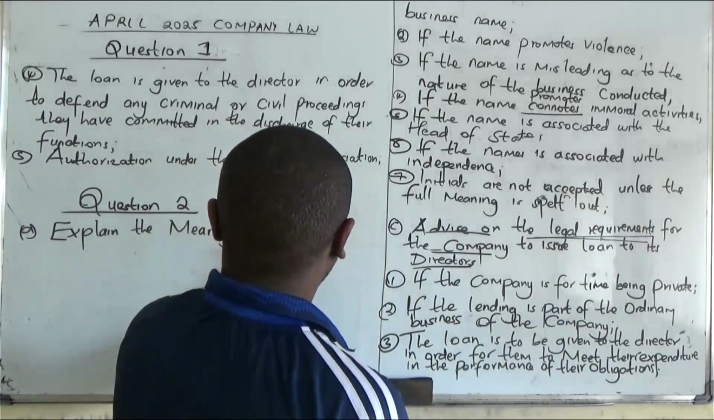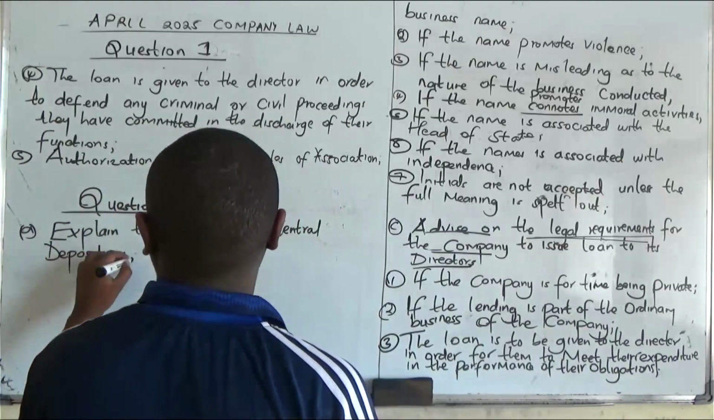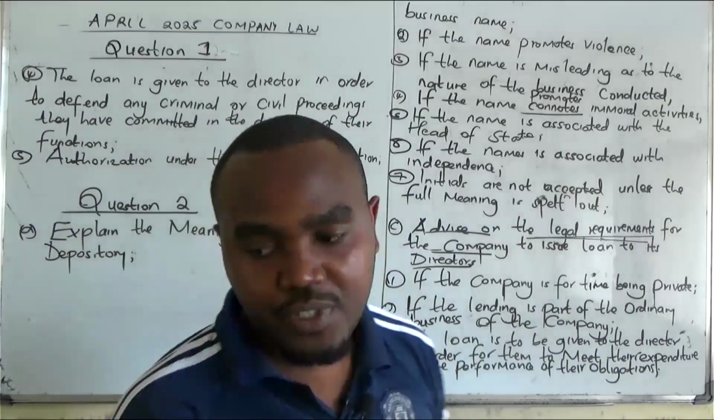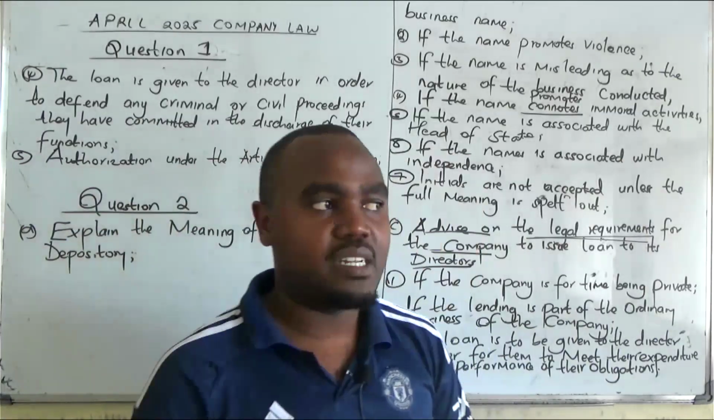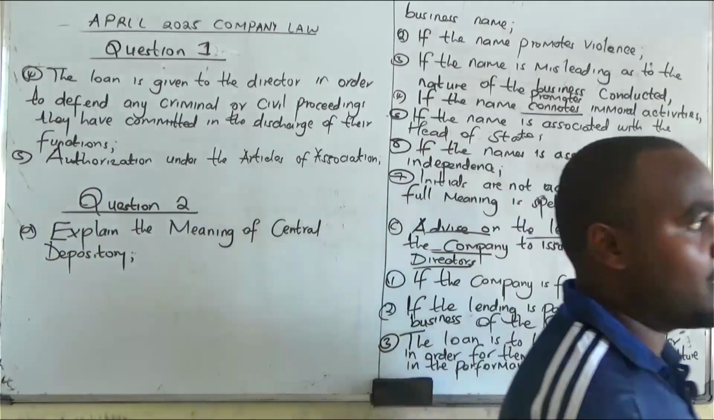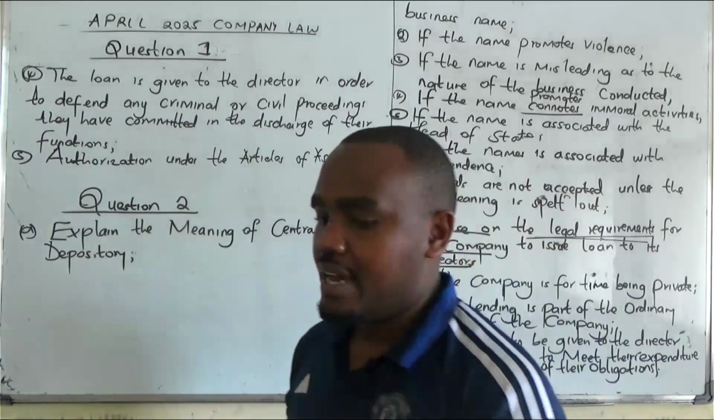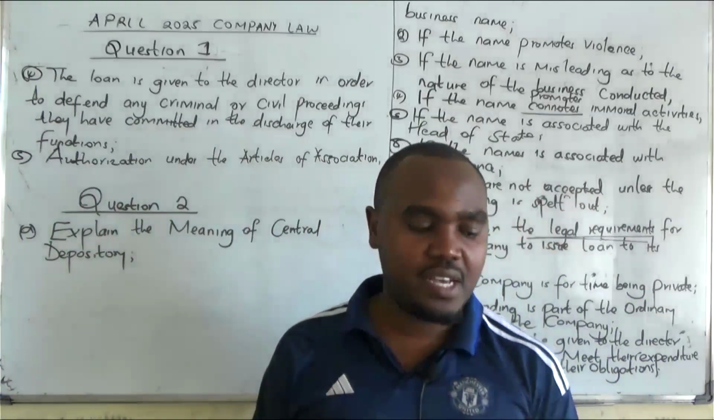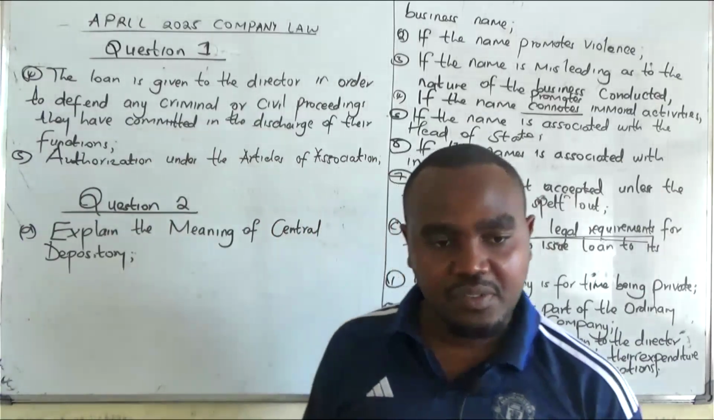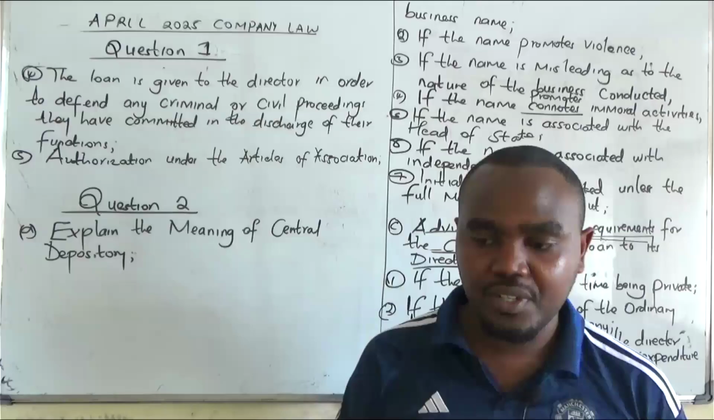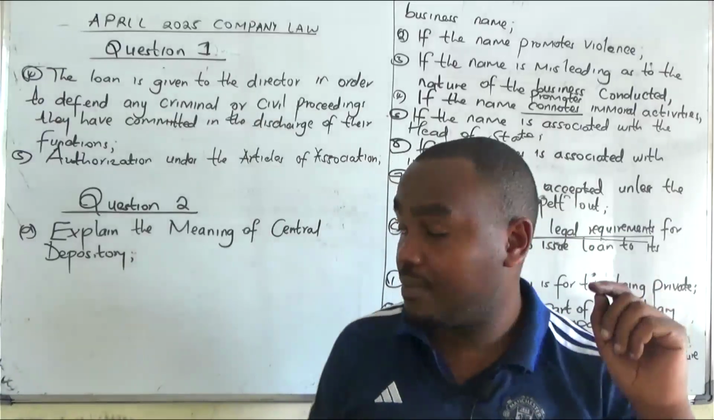Where do we get this concept of central depository? Though not very common, the concept of central depository arises when we are discussing the different types of transfers of shares. What are the different types of transfers of shares? We have one, the forged transfer of shares. Transfer means the conveyance of shares from one person to another.